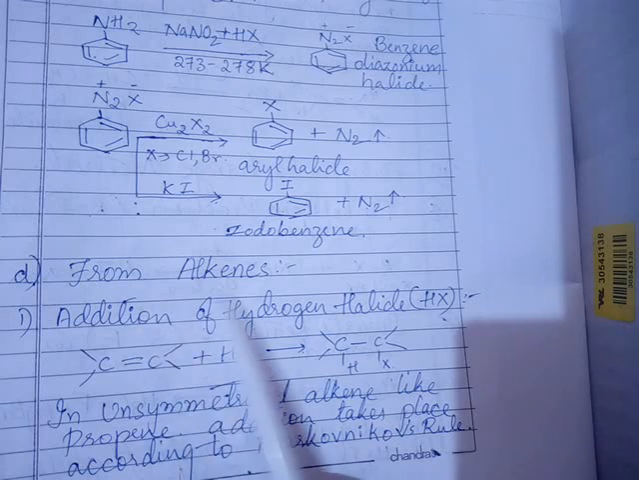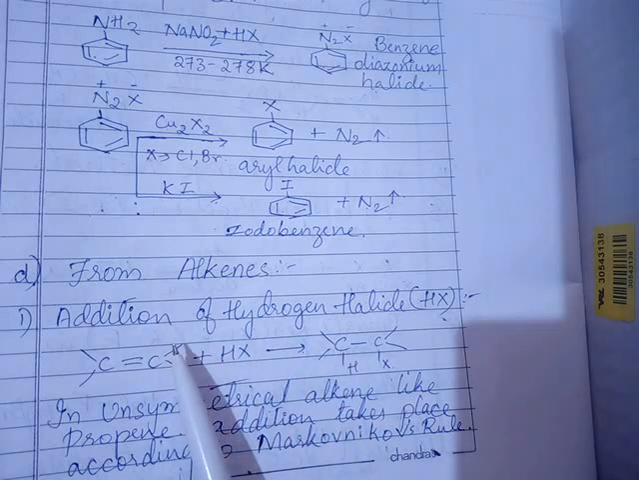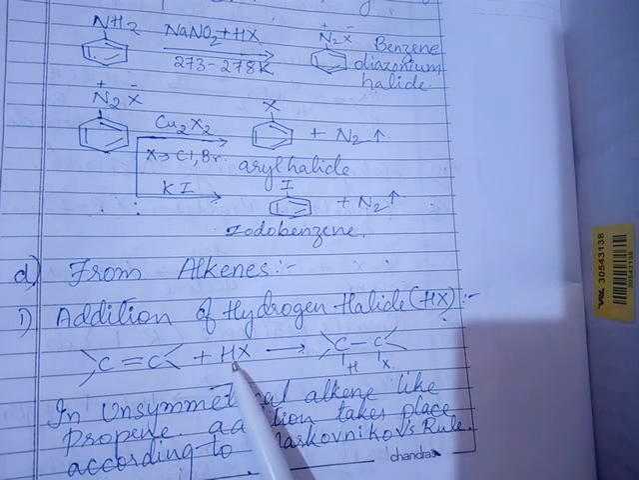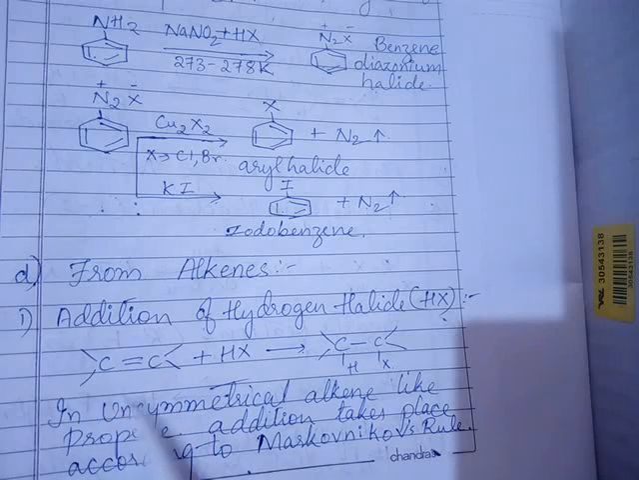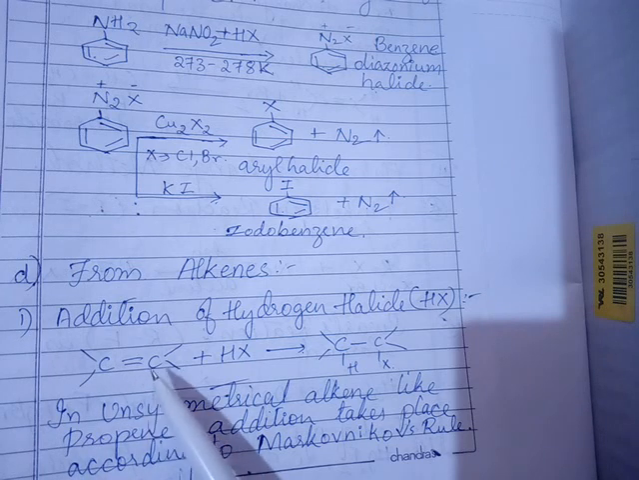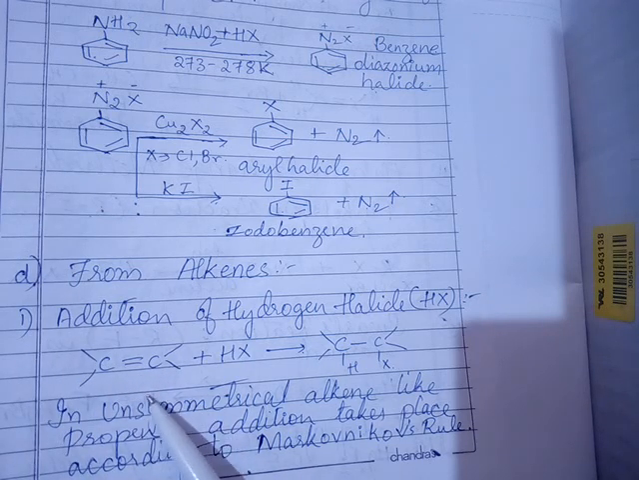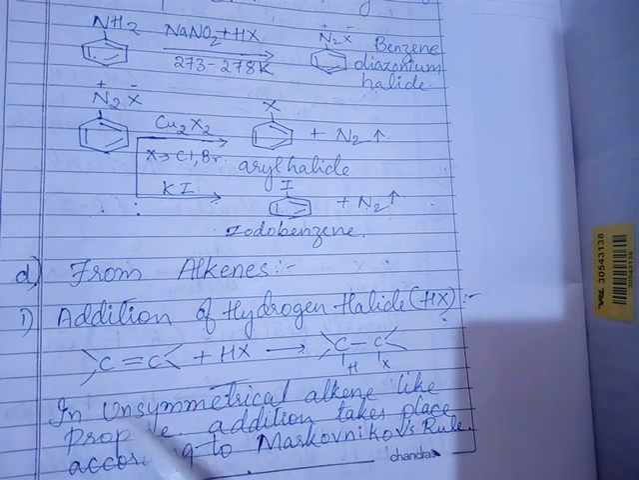So starting from alkenes, that is addition of the hydrogen halide HX to an alkene. So what is an alkene? An unsaturated hydrocarbon. So here there will be a double bond. For this alkene you have taken an example. I have just taken a carbon-carbon double bond here. You can take any other example.